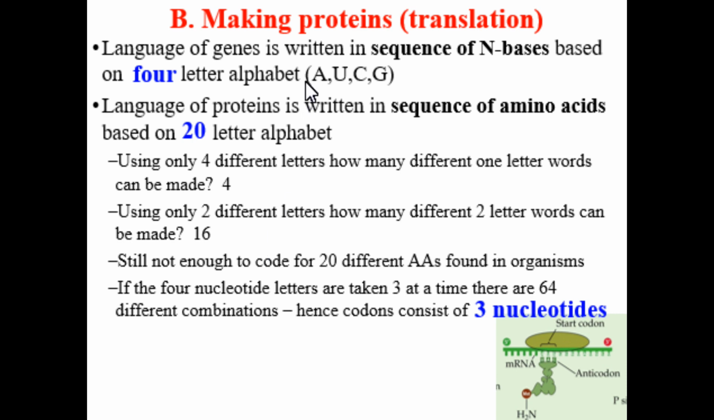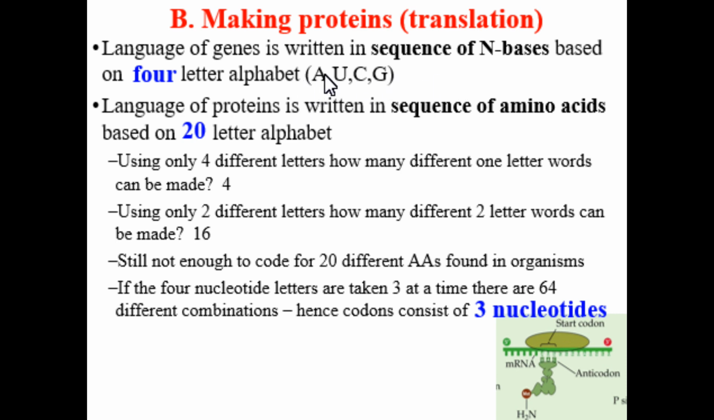If you have 3 at a time in a codon, the codon is 3 nucleotides. So the information coming from RNA to transfer RNA is 3 at a time. Then you can code for 64 different amino acids. What that means is there's 64 combinations of these 4 letters, 3 at a time.